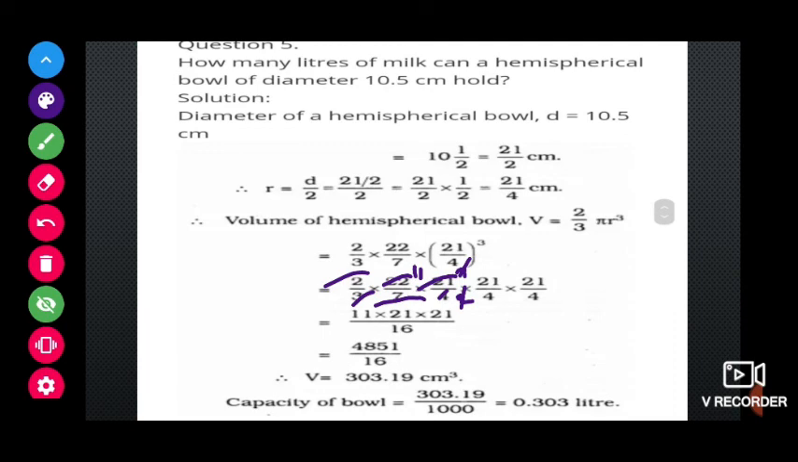So totally the volume is 4851 by 16. So volume is equal to 303.19 centimeter cube. So capacity, this is in centimeter cube. So how much capacity means, if we are converting into liters, divide by 1000. So 303.19 by 1000, if the point moves towards this side, we will get 0.303 liters.